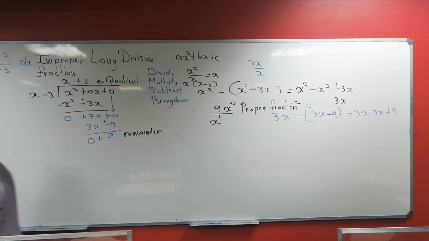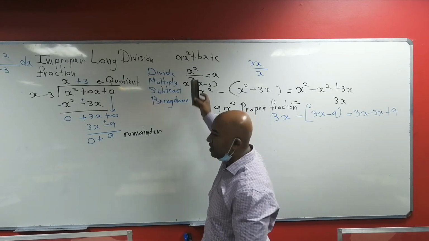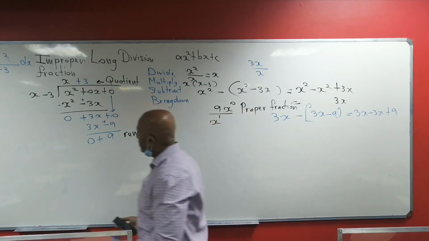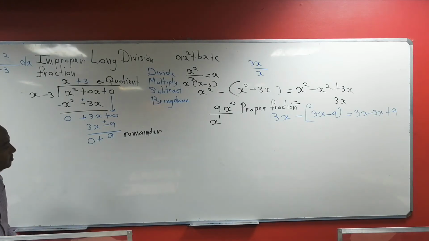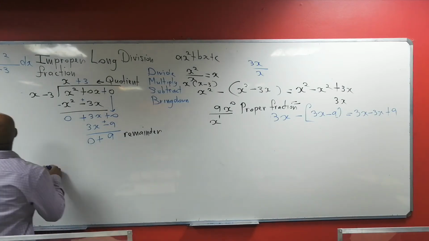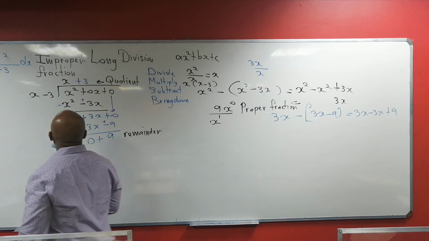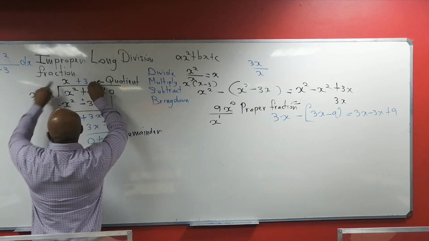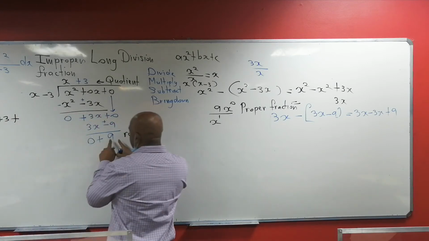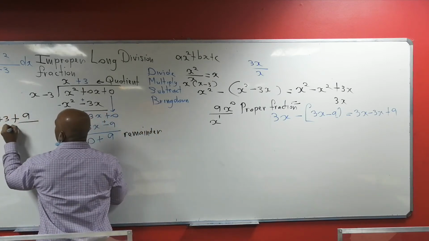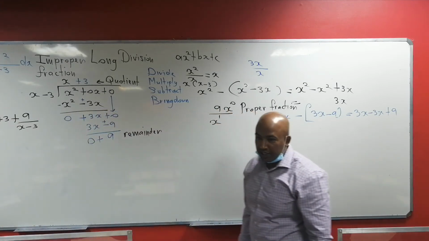This can be done in 1 minute. It's just that I'm explaining it to you step by step. In 1 minute you can do this. All you're doing is divide, multiply, subtract, bring down, and you're done. So now, what happens here? Therefore, x squared over x minus 3 is now equal to the quotient, which is x plus 3 plus the remainder all over the divisor. That is the result of the long division.